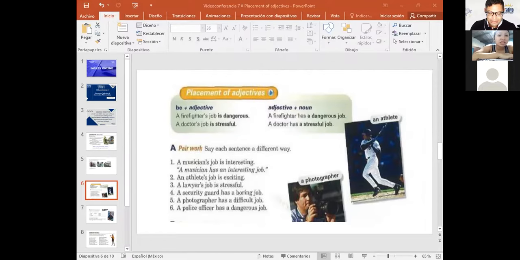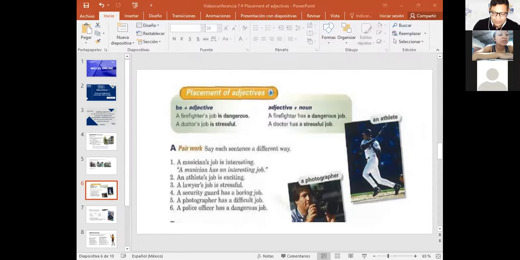Vamos a usar a clown's job. Este sí, miren. Este sí les creo. A clown's job is... El trabajo de un payaso es... A clown's job is... Funny. Okay. A clown's job is funny. Ahí pueden ver ustedes en el chat cómo se dice en este caso payasos, clowns. Vamos a ver.